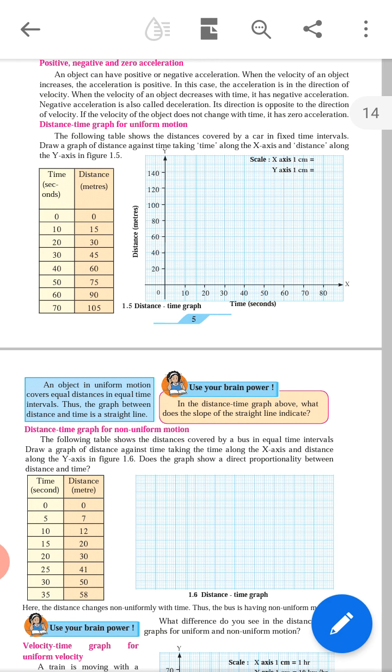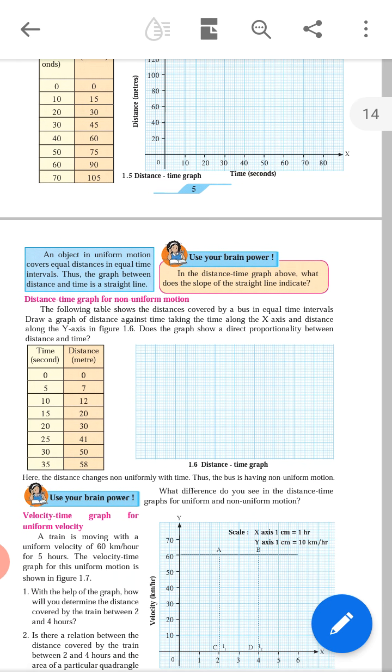There is uniformity. But what does this table show us of non-uniform motion? For 0 second the distance was 0. For 5 it was 7. For 10 seconds it was 12. For 15 it was 20. That means there is no uniformity. It is called as non-uniform motion.